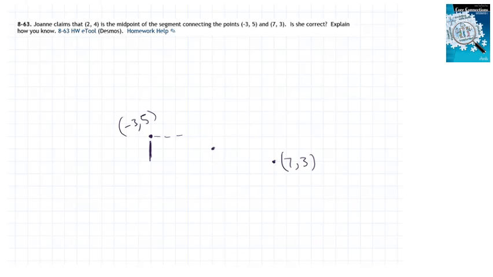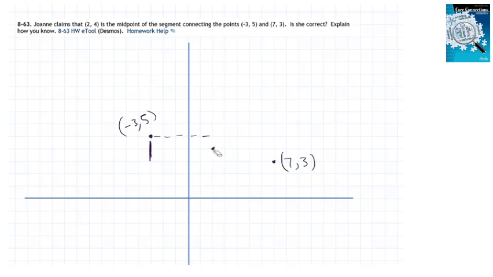Another, oh shoot, I did not want to erase my axes. Another way to think about it, I think the book talked about looking at the slope triangle. So if I look at this, the rise was down 2 units, and then the run is 10. So I go down 2 units and then over 10. I could choose to just go half of this: go down 1 unit, and then go over 5 units. 1, 2, 3, 4, 5. That works too. So I keep getting that (4, 2) seems to be the midpoint.